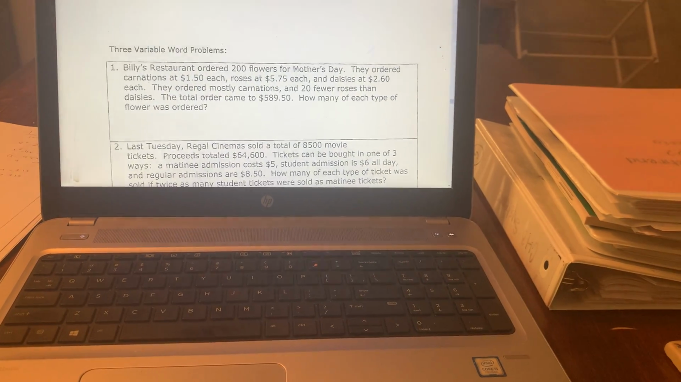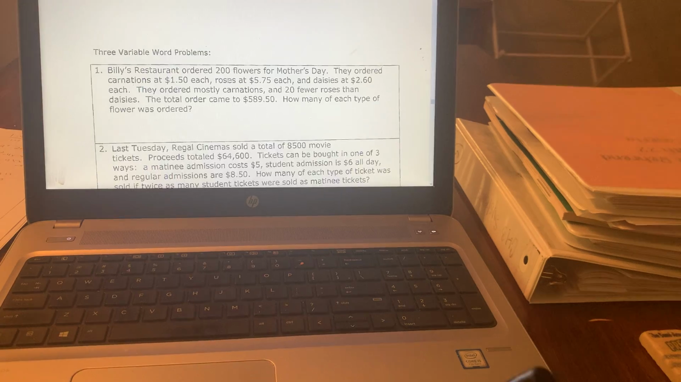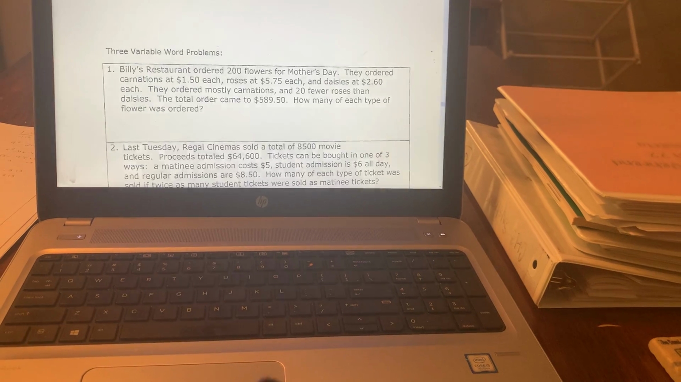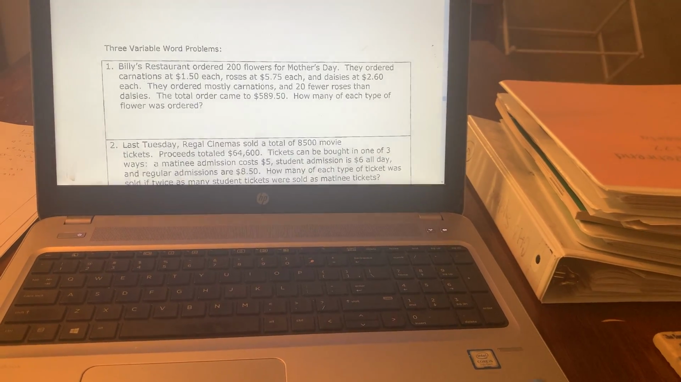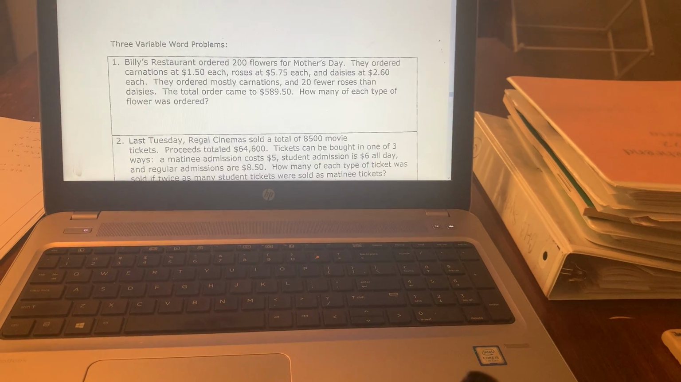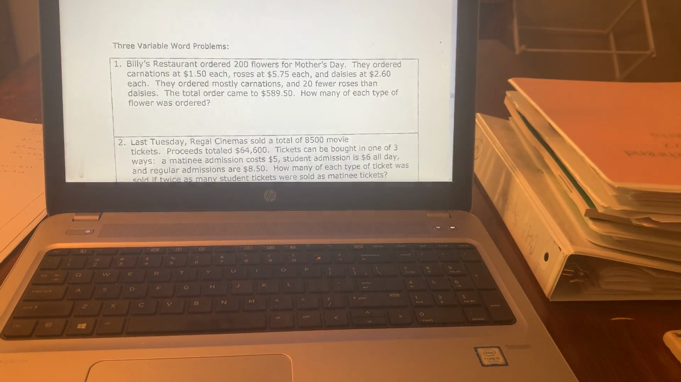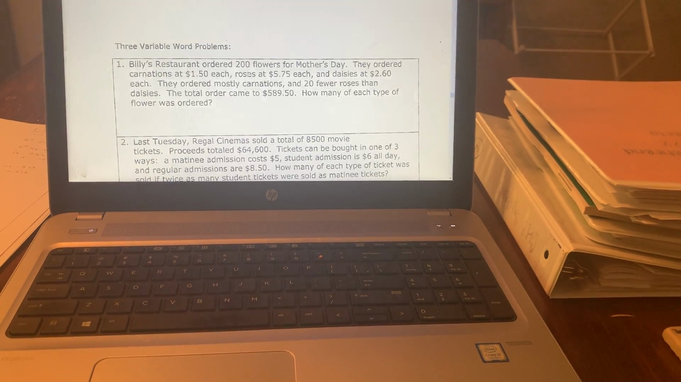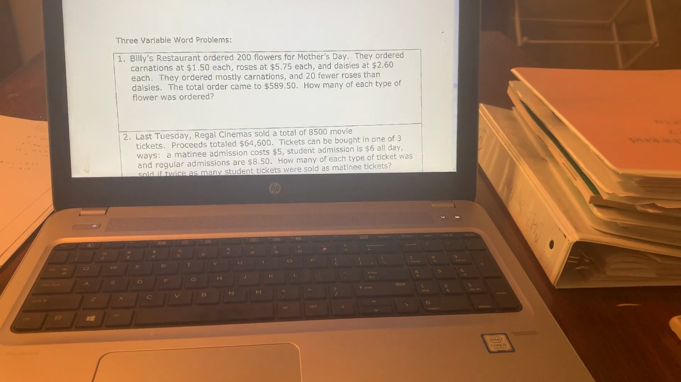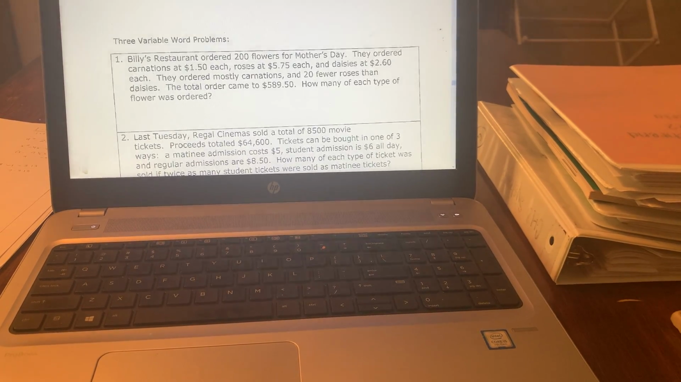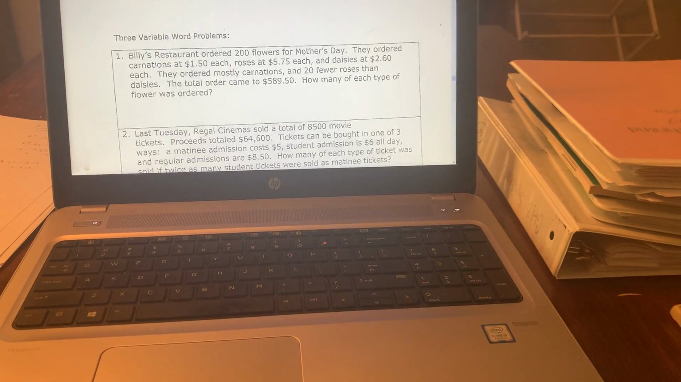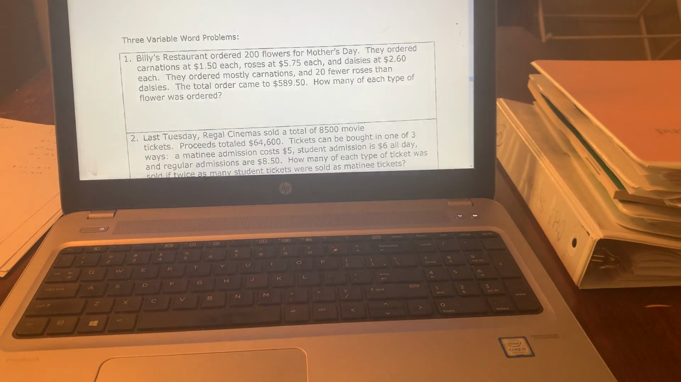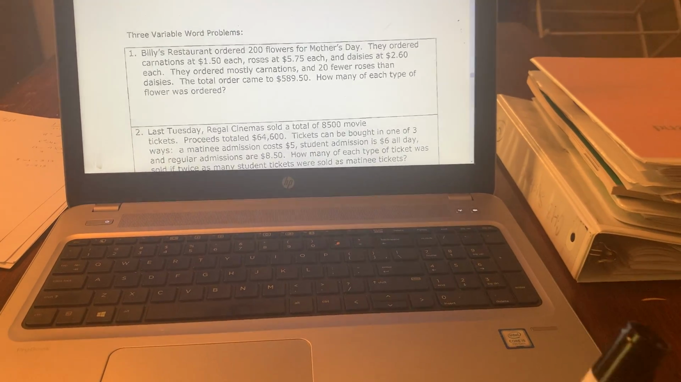It says Billy's restaurant ordered 200 flowers for Mother's Day. They ordered carnations at $1.50 each, roses at $5.75 each, and daisies at $2.60 each. It says they ordered mostly carnations and 20 fewer roses than daisies. So whatever daisies is, you add 20 to roses, and that's what you get for daisies. The total came to $558 or $589.50.